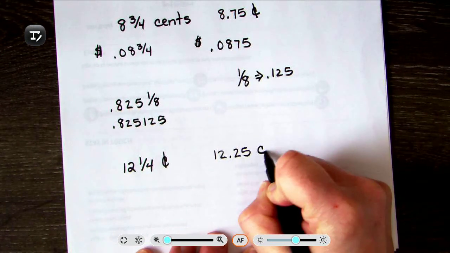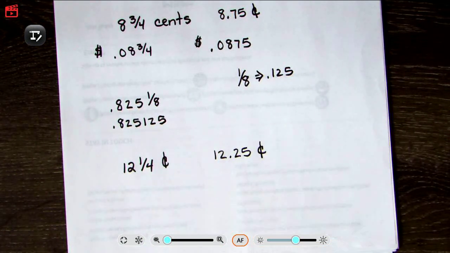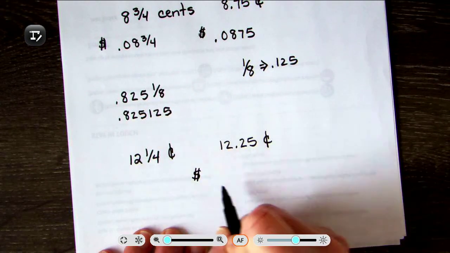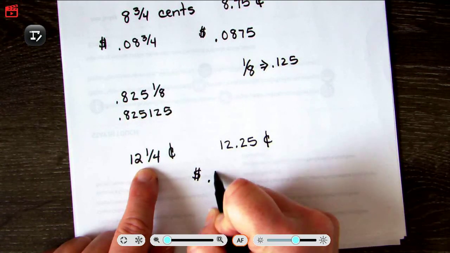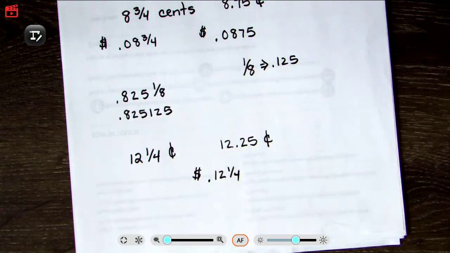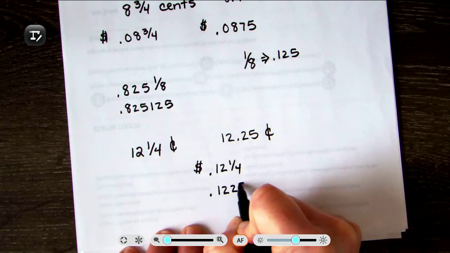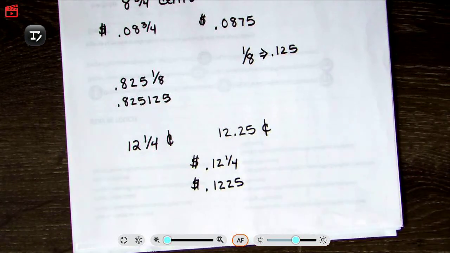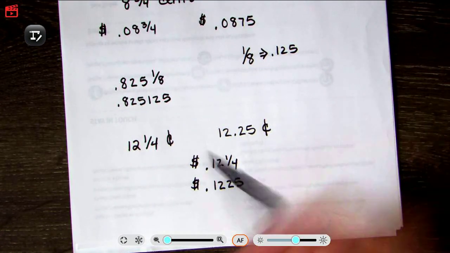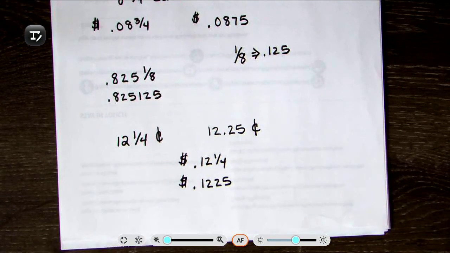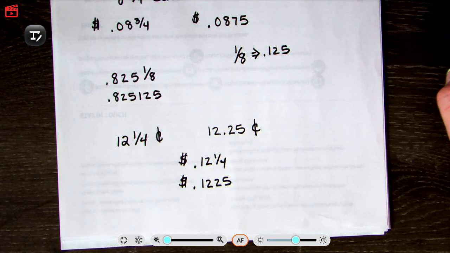12.25 cents. That is understandable to most of us, but then if we change it into the dollar symbol, if I write it this way, it's 0.12 and a quarter. If I want to write it complete decimals, which would be more understandable than mixing modes, it would be 0.1225. I'm hoping these few examples helped make this concept, this crazy concept, a little bit more understandable.